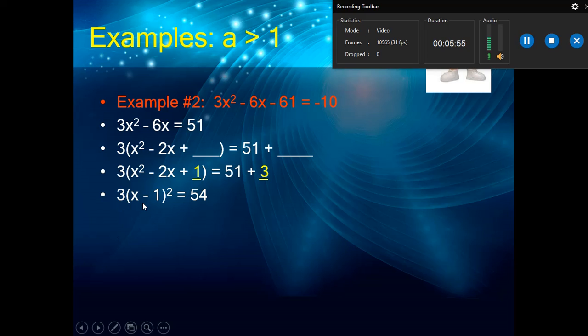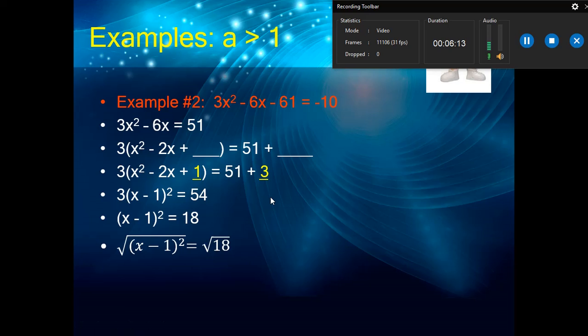I'm going to factor my perfect square trinomial. My constant is now 54, and we're going to divide both sides by 3. So I have x minus 1 squared equals 18. We're going to square root both sides, and I think you should see that 18 is not a perfect square. We're not going to make a decimal. We're going to simplify that square root radical whenever possible.